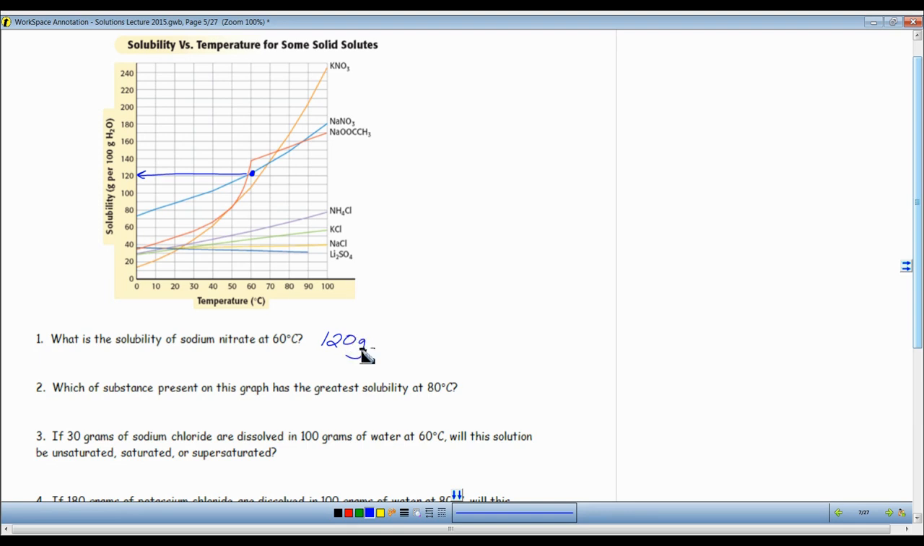So that means that I can dissolve 120 grams of this sodium nitrate in 100 grams of water. That's what it means when they say, what is the solubility? This graph is for 100 grams of water, or 100 milliliters. That's the maximum amount I could dissolve. I'll put that down too. This is the maximum solubility. The graph tells you the max.